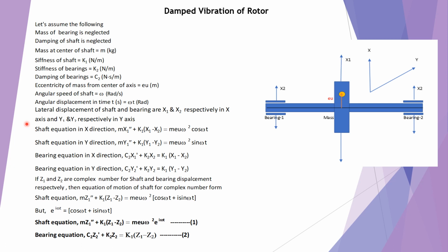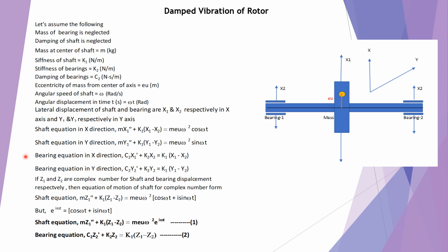and y1 and y2 respectively in y axis. Then the shaft equation in x direction can be written as m x1 double dot plus k1 into (x1 minus x2) is equal to m e omega square cos omega t. Similarly, for the shaft equation in y direction, m y1 double dot plus k1 into (y1 minus y2) is equal to m e omega square sin omega t.